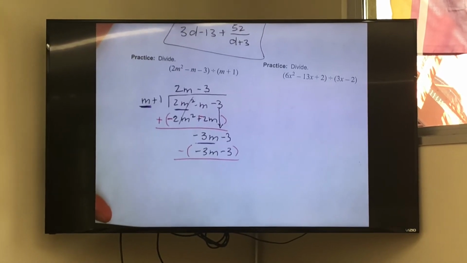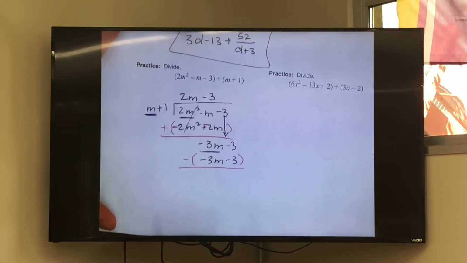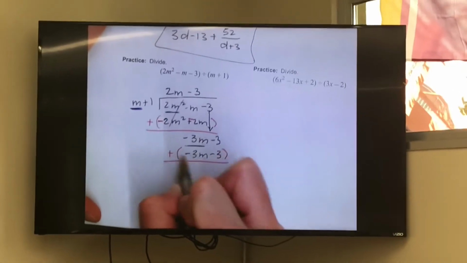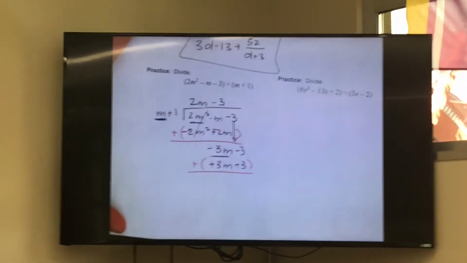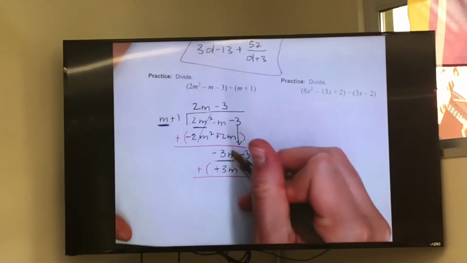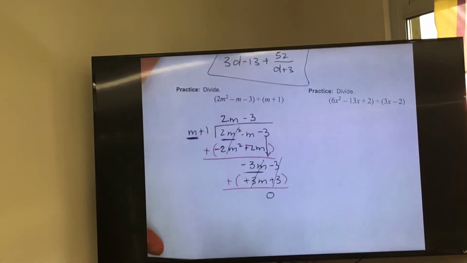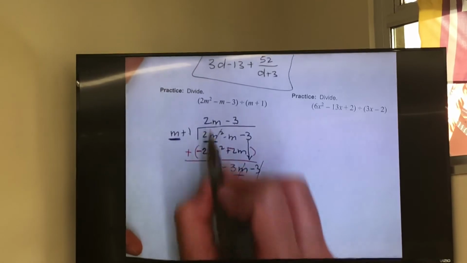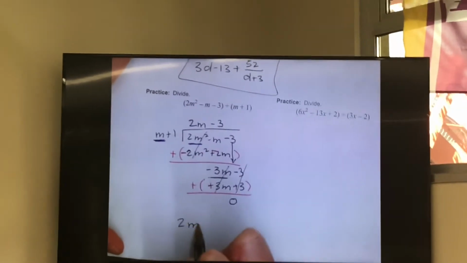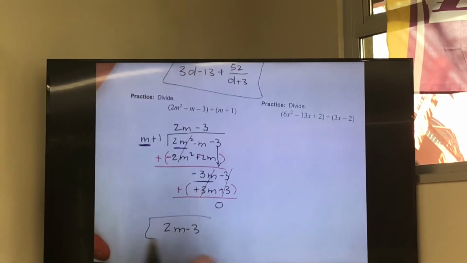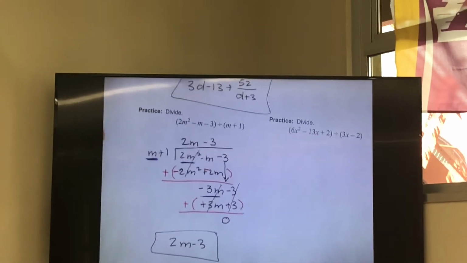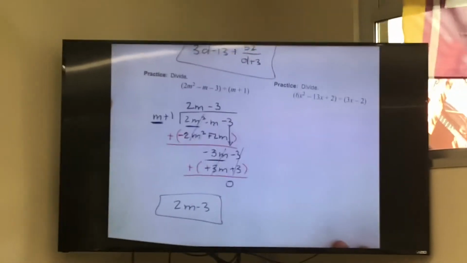So, Mr. Deshane, what do I do from there? Distribute the negative. Yes! So make that a plus. These change sign. And then this is that special case. Those would cancel, those would cancel. So you have a remainder of 0, which we don't really need to write. So then my answer would just be 2m minus 3. Again, no remainder because everything cancels, which is the best situation you can have.